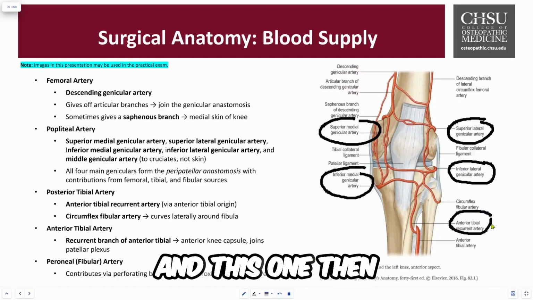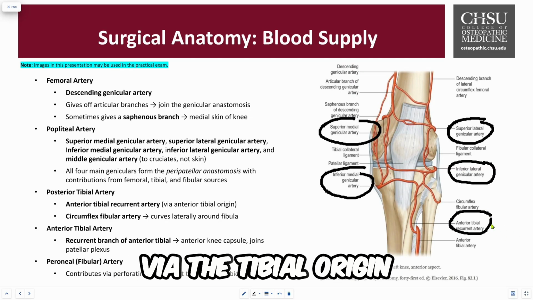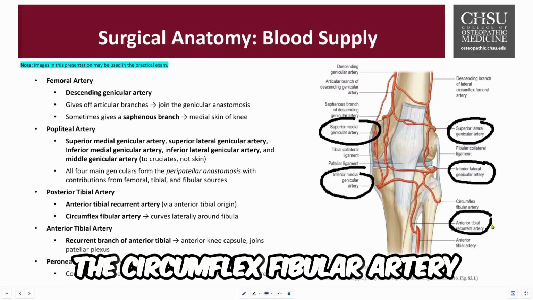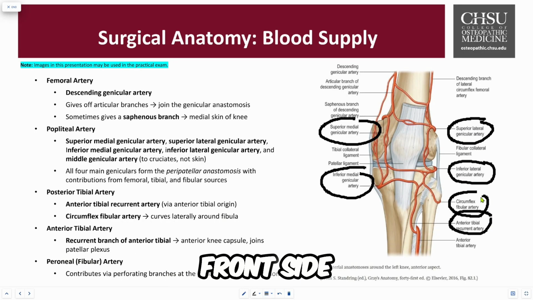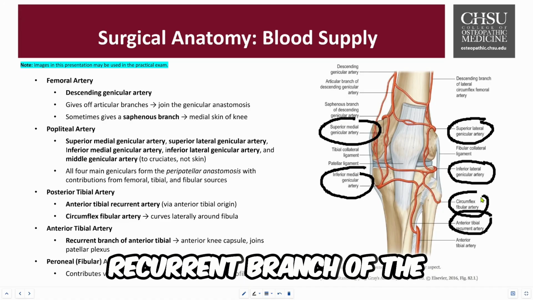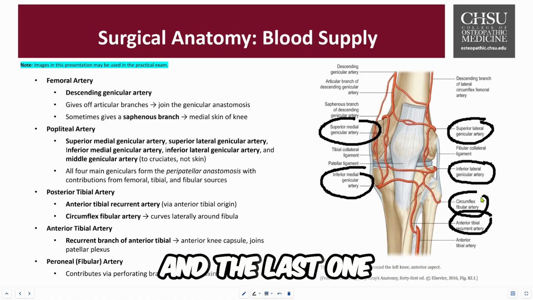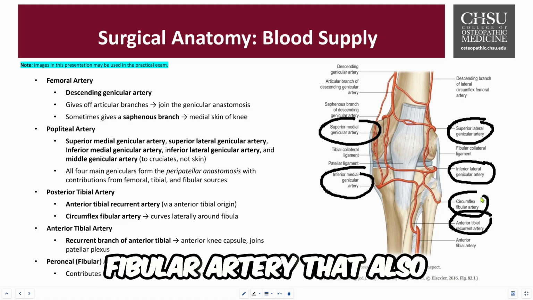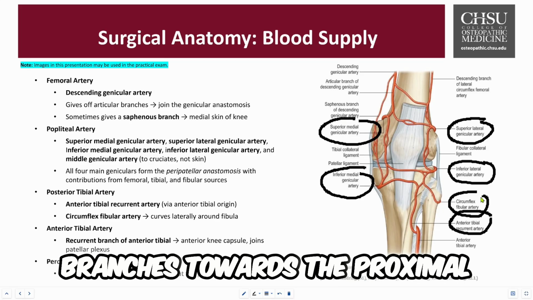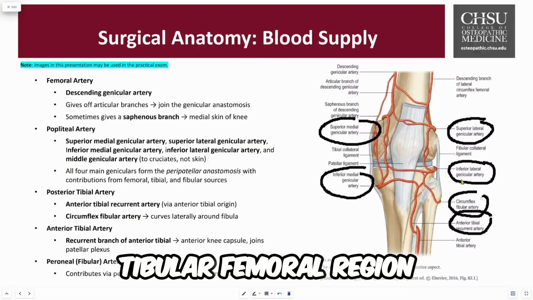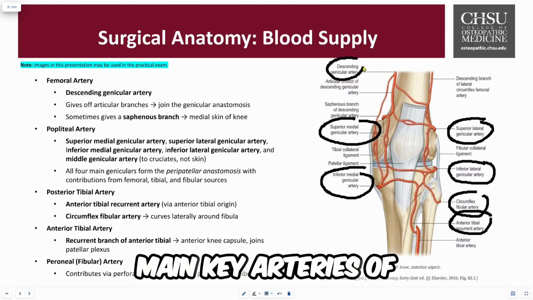And this one then branches out via the tibial origin, and it goes into the circumflex fibular artery. We also have the anterior tibial artery, which is on the front side. That is going to be kind of a recurrent branch of the anterior tibial branch. And the last one is a small peroneal fibular artery that also helps with the perforate branches towards the proximal tibiofemoral region. And these are your main key arteries of the knee.